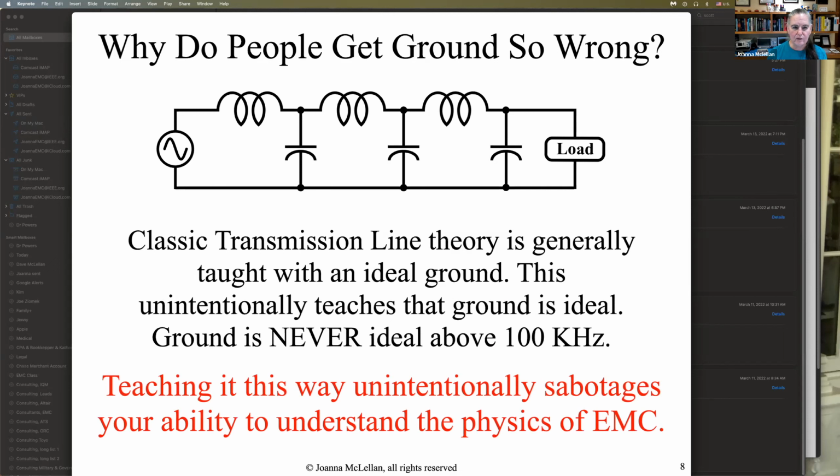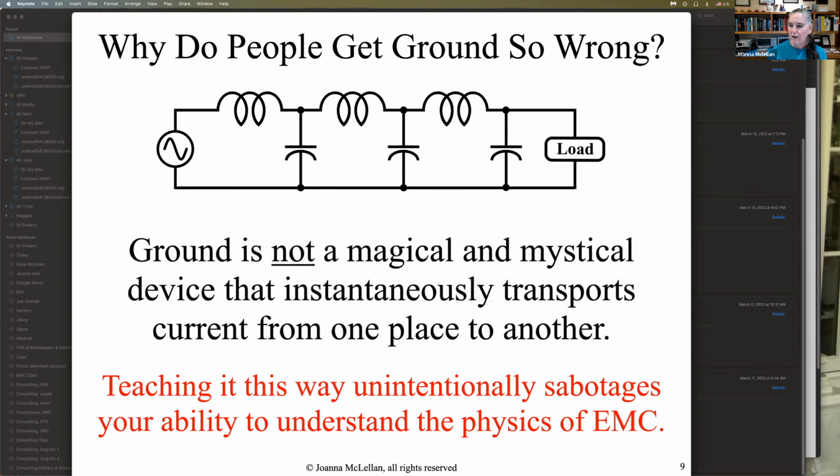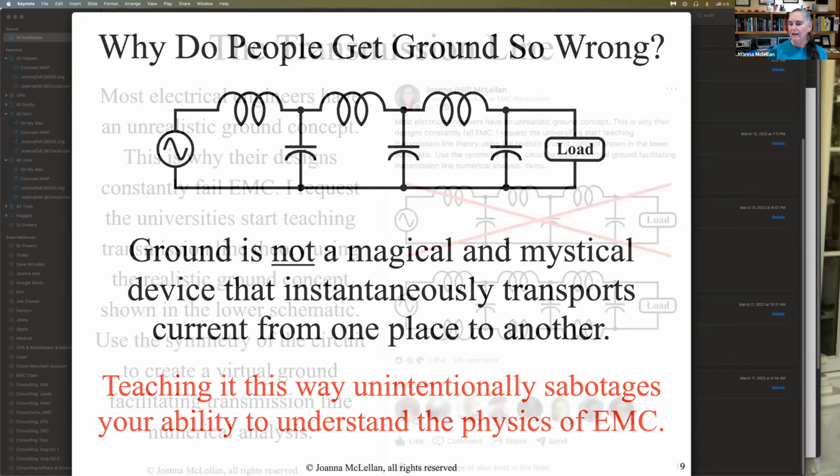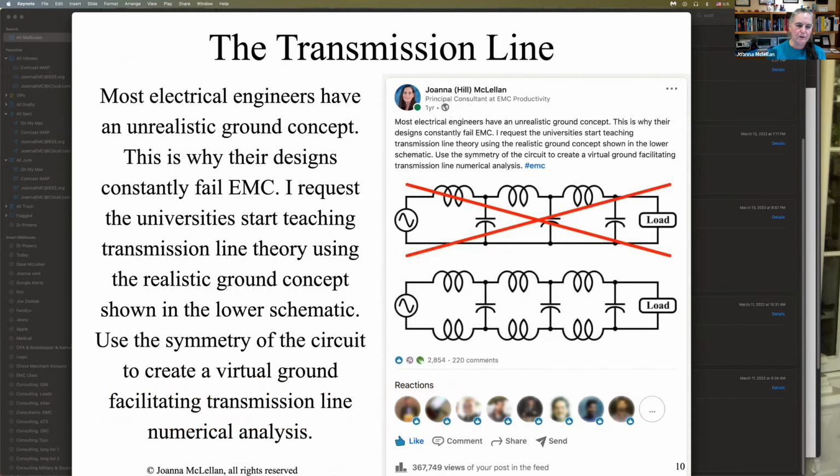They teach that ground is ideal. And as we all know, ground is not ideal and never was and never will be. Okay, so what do we do about that? Well, I've been trying to communicate to people, particularly on LinkedIn, that ground is not ideal and that teaching transmission line theory with an ideal ground is both unnecessary and unproductive for the electrical engineers on the planet.